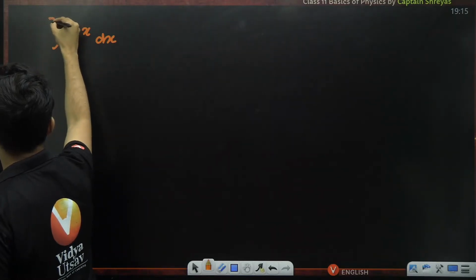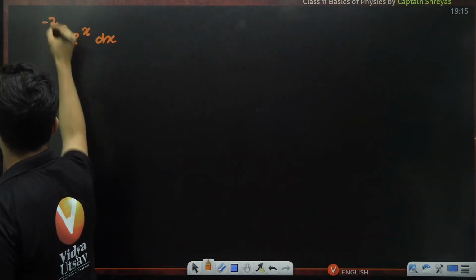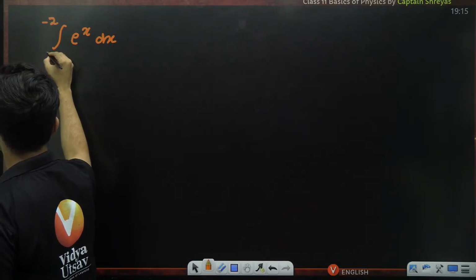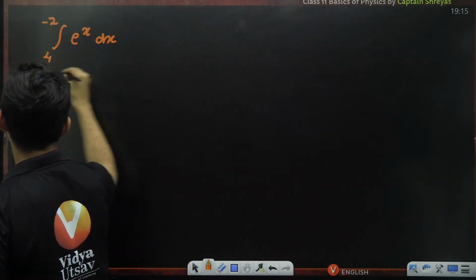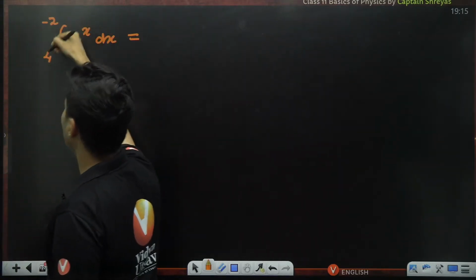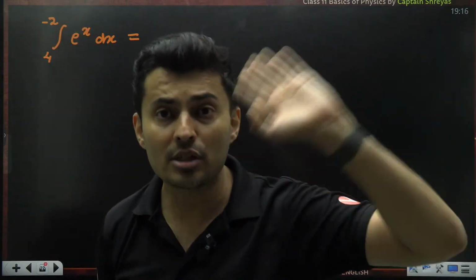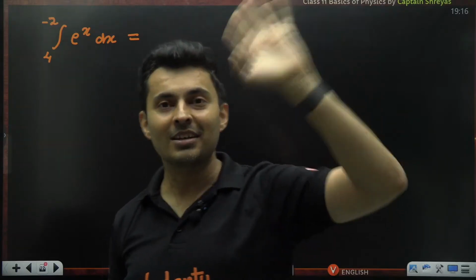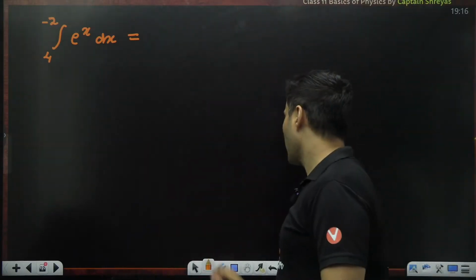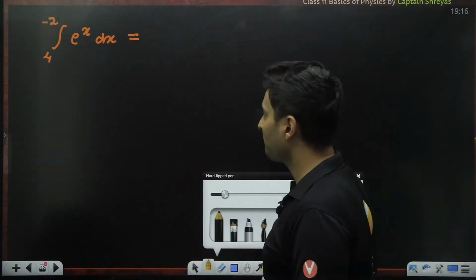Let's say I put minus 2 over here, and I put the limit, let's say 4, over here. Now you can see the lower limit is big and the upper limit is small. Nothing wrong in that. There is no such rule that upper limit means big. All these are misconceptions. So, what do we get from this?